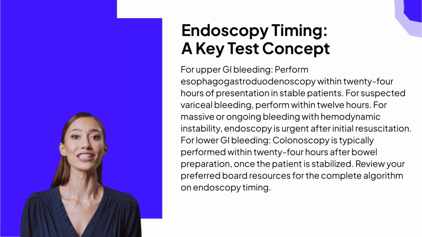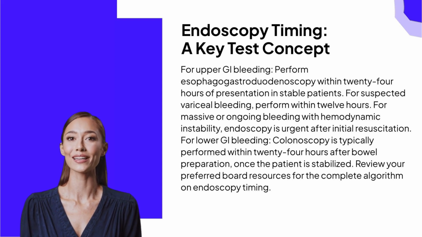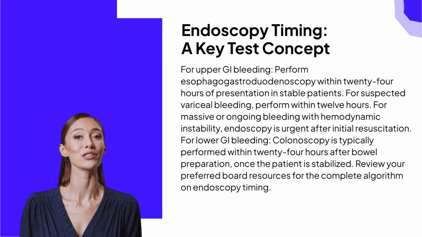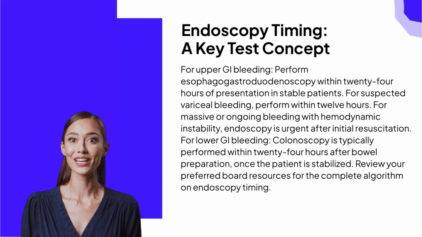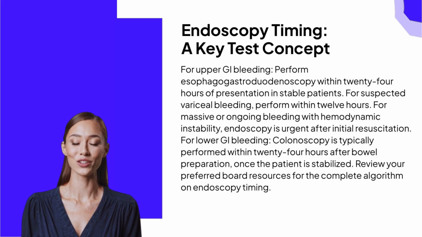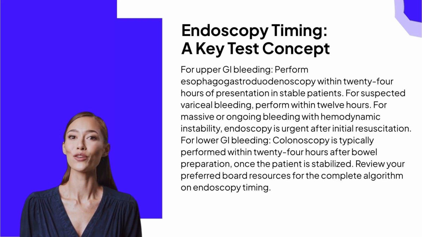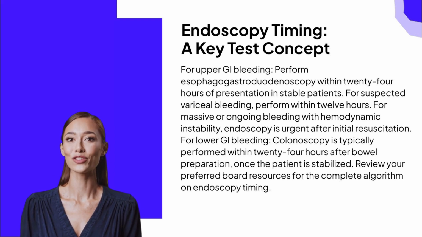Endoscopy timing is a key test concept that appears repeatedly. For upper gastrointestinal bleeding, perform esophagogastroduodenoscopy within 24 hours in stable patients. For suspected variceal bleeding, perform within 12 hours. For massive or ongoing bleeding with hemodynamic instability, endoscopy is urgent after initial resuscitation. For lower gastrointestinal bleeding, colonoscopy is typically performed within 24 hours after bowel preparation once the patient is stabilized. Make sure you review the complete algorithms in your board resources.